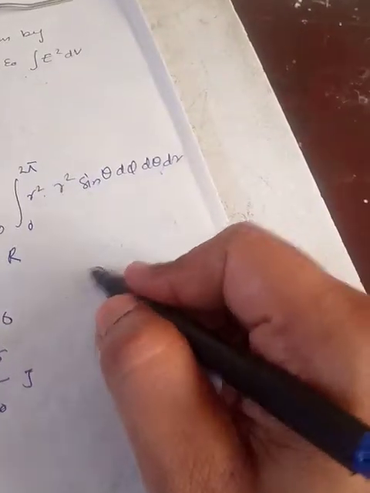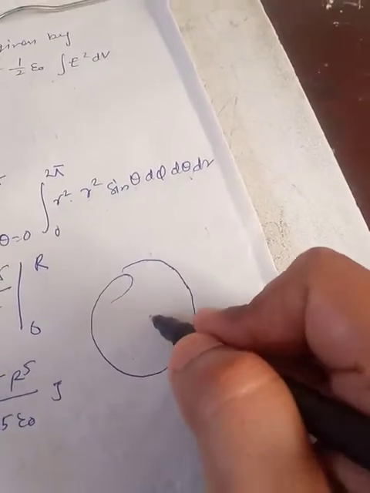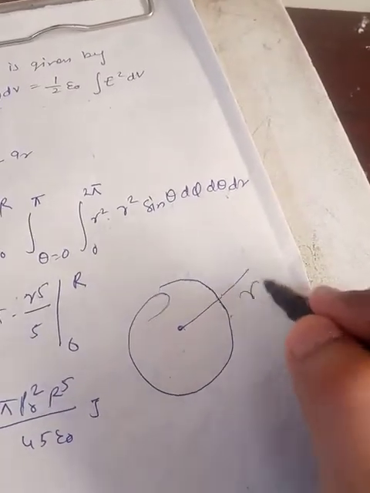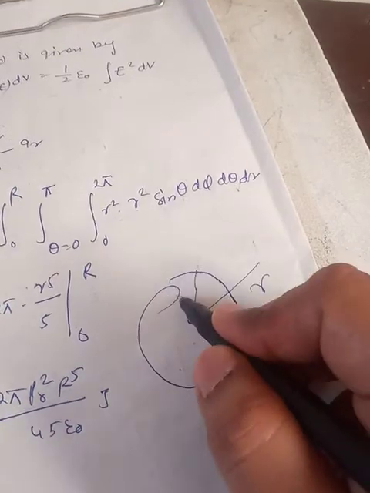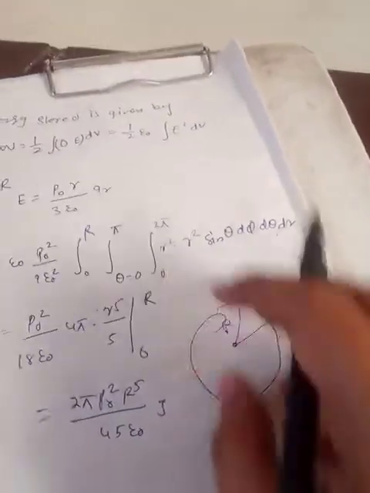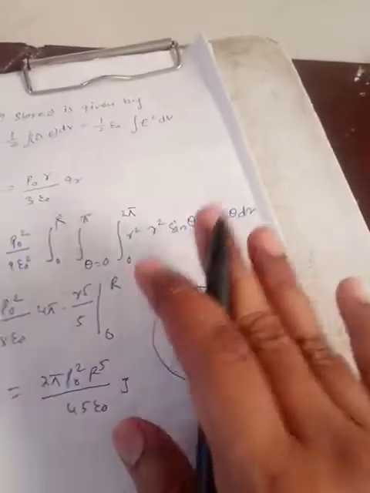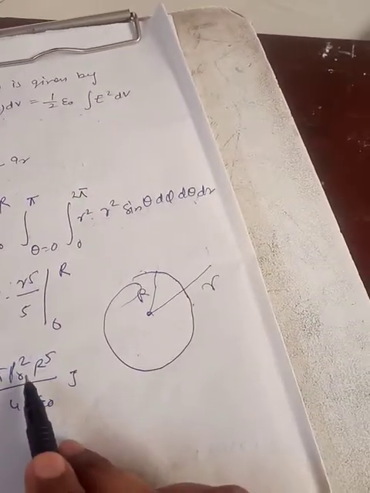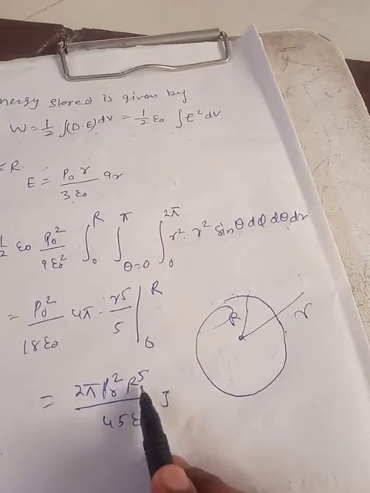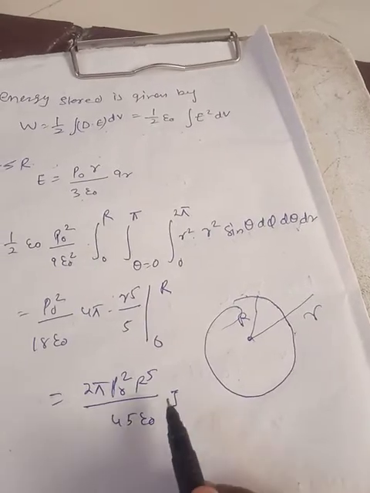Okay, so the point is, if we have one sphere and this is R, the radius of that sphere, then the total energy in this sphere can be written as 2 pi rho_0 square R^5 upon 45 epsilon 0 joule.